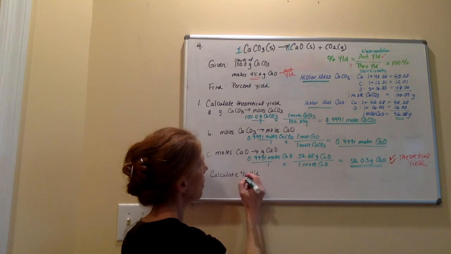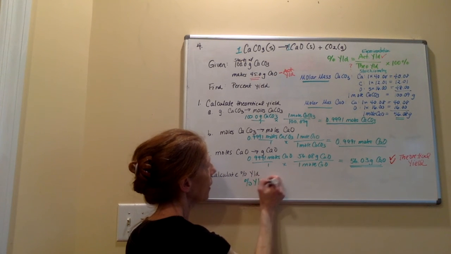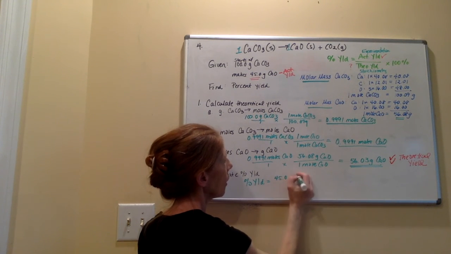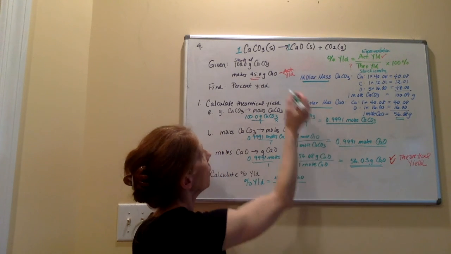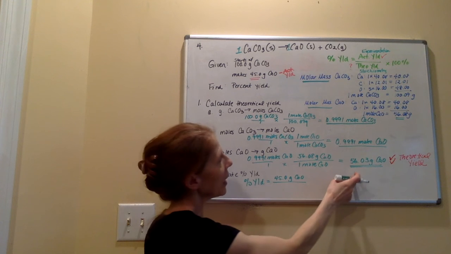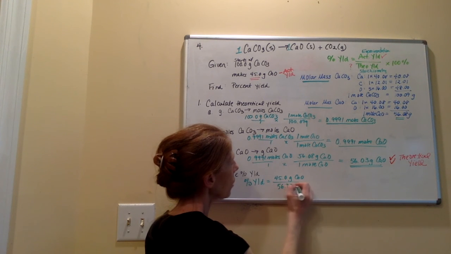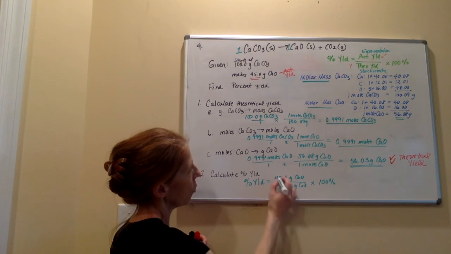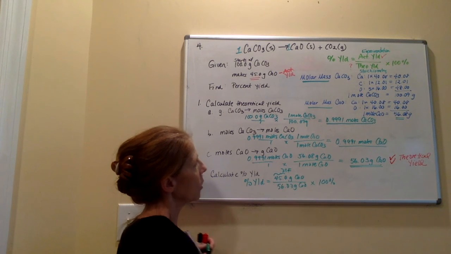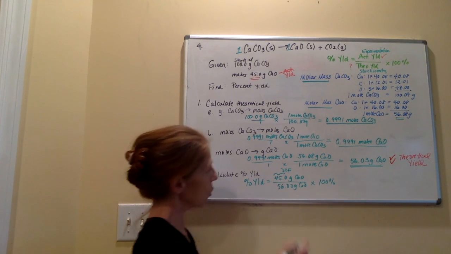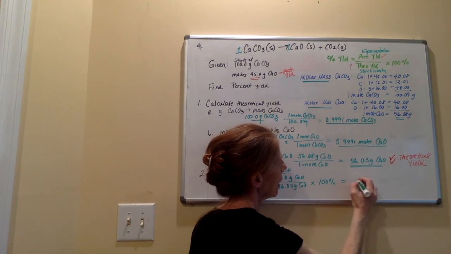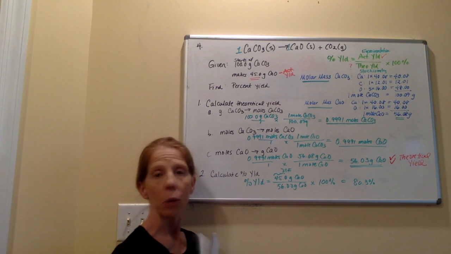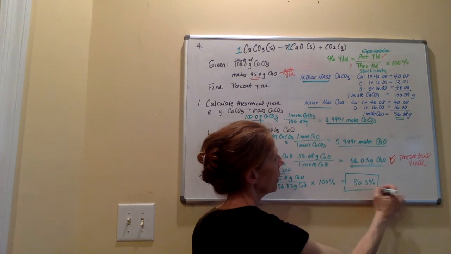To get our percent yield, it is the actual yield, 45.0 grams of calcium oxide, divided by the theoretical yield, what I should have produced if I did it perfectly, which is 56.03 grams of calcium oxide, times 100%. I have only 3 sig figs here, so my final answer can only have 3 sig figs. When I do this math, I get 80.3%. So my percent yield for this problem would be 80.3%. Hopefully that makes sense.